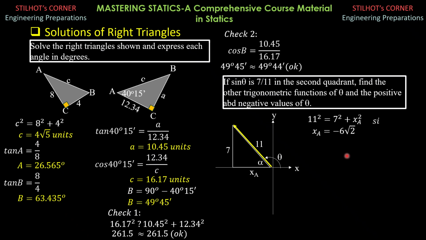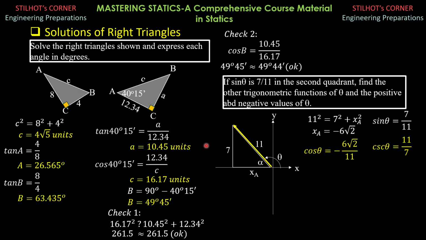So sine of theta, which is given, is 7 over 11. So that means the reciprocal, cosecant theta, is 11 over 7. So that's one answer. Then cosine of theta is xa, which is negative 6 square root of 2, divided by the hypotenuse 11. Or take note, in this right triangle, we use the reference angle. Cosine is x over r. Sine of theta is y over r. Take note of that.